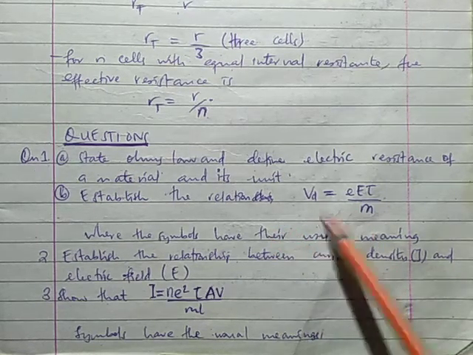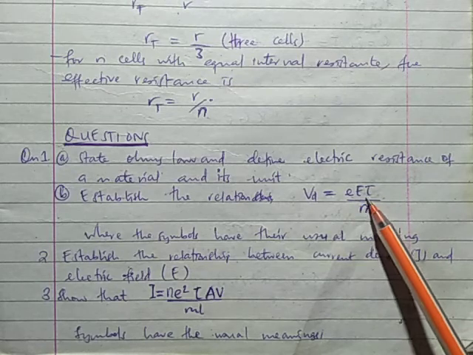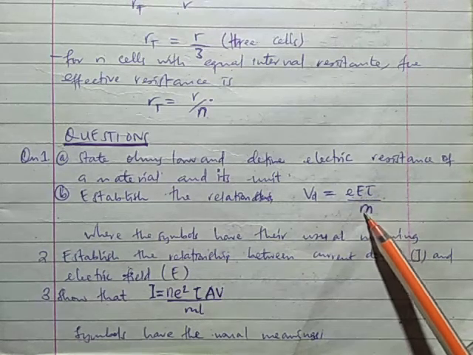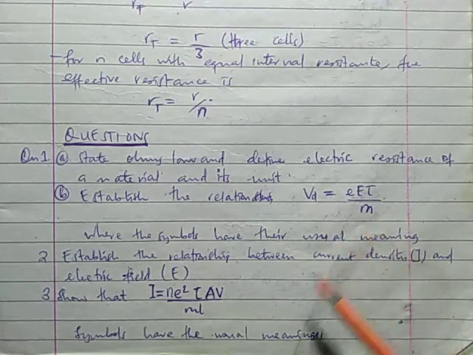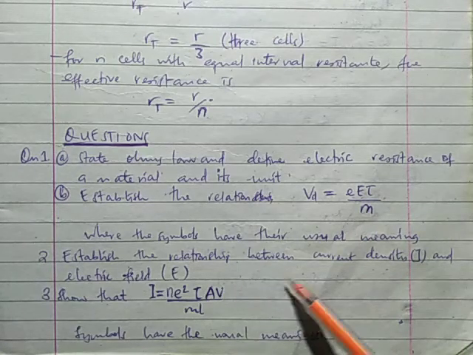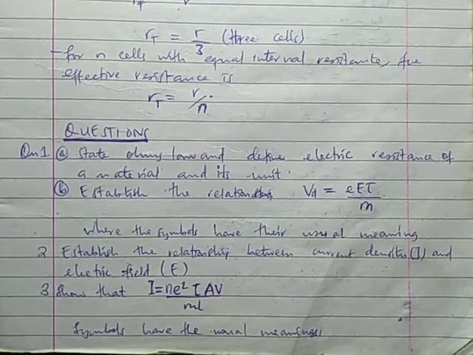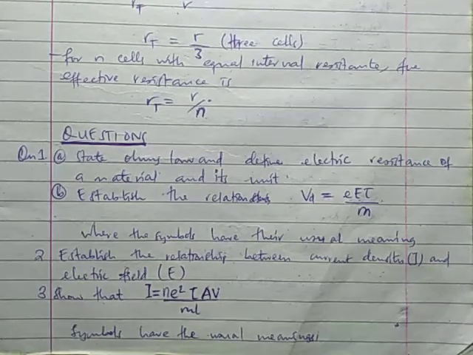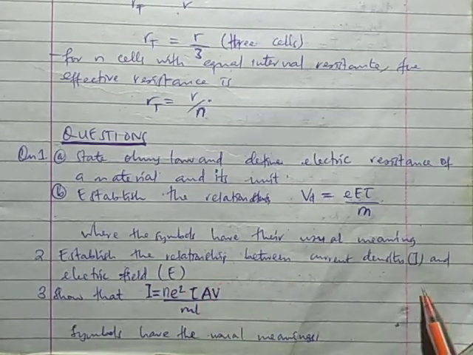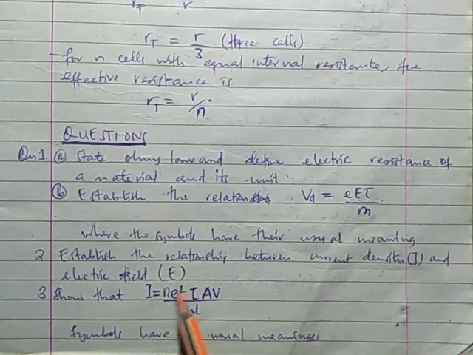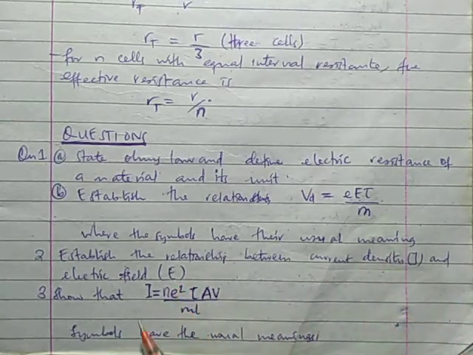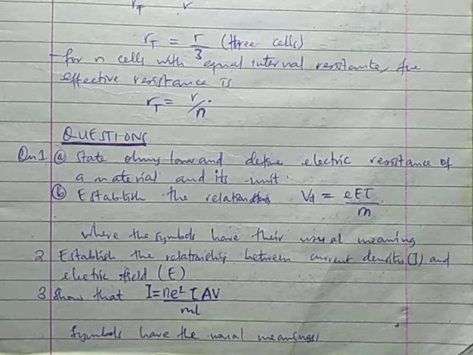Establish relation VD is equal to electric charge, then electric field, average time divided by mass. All of these you can find them in the notes, where the symbols have the usual meaning. Hivi vyote kwenye notes unavikuta kama vilivyo, lakini kwenye swali la pili, establish the relationship between current density J and electric field E. Kwenye notes ipo, show that hiyo hapo. So hizo zote naachana nazo, tuna move moja kwa moja kwenda kwenye calculations. Ukipata notes hizo zote zinakuwepo mle ndani.